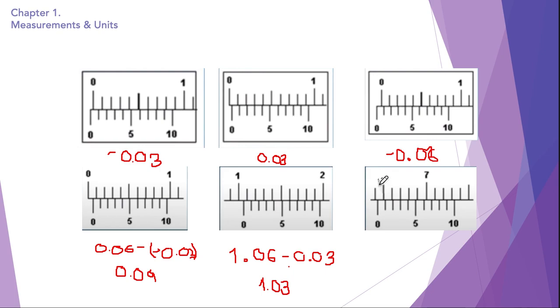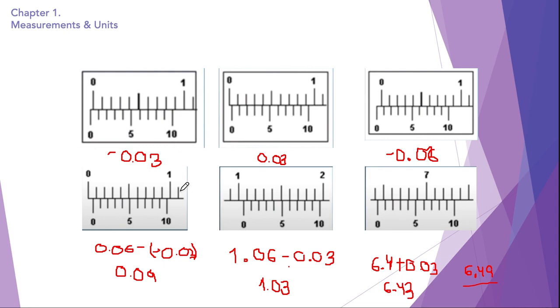The correct reading is: 6.4 is the main scale reading of the Vernier calipers, and the Vernier scale reading is 0.03. So we're going to add this Vernier scale reading to the main scale reading, 0.03 plus 6.4, and the answer is 6.43. Now we're going to subtract this zero error from this reading, and the answer is 6.49.